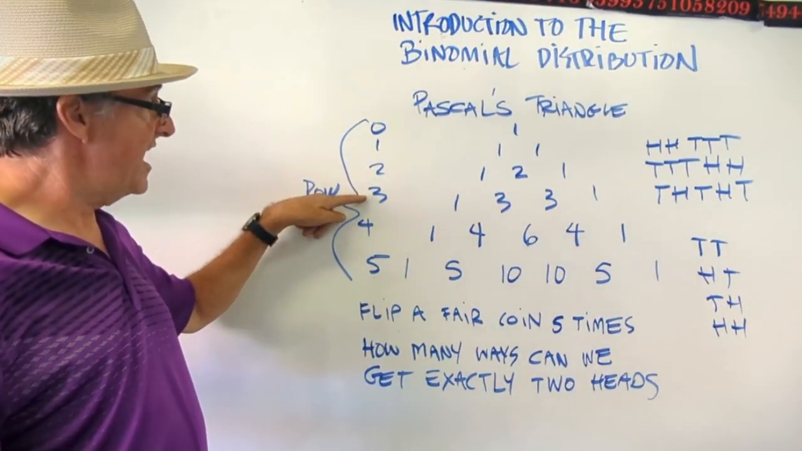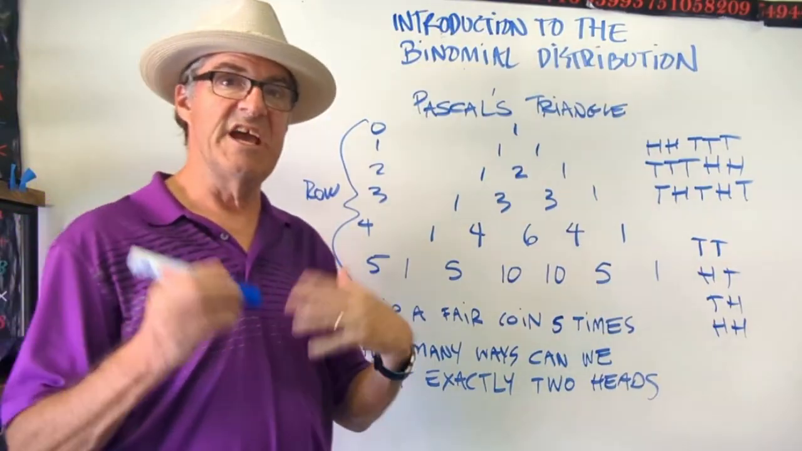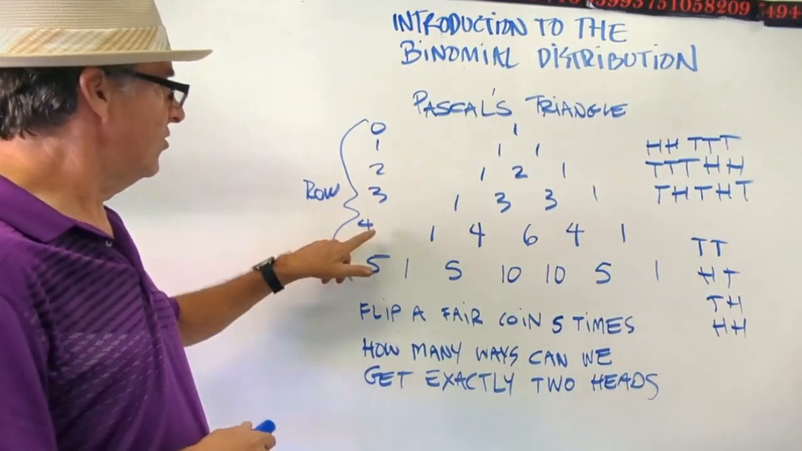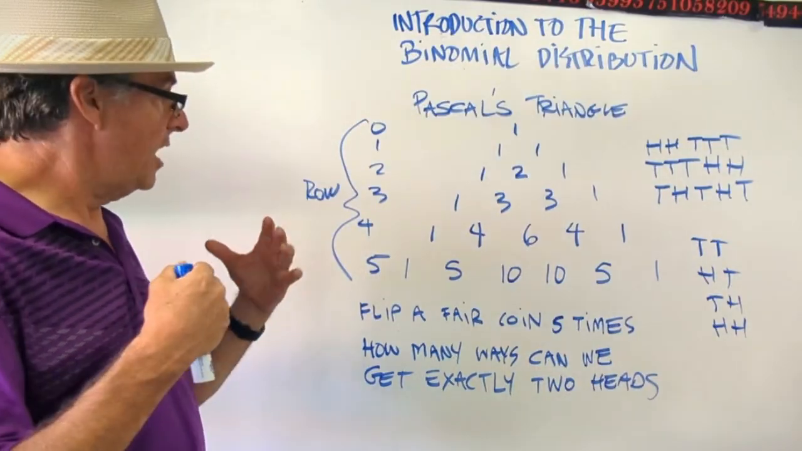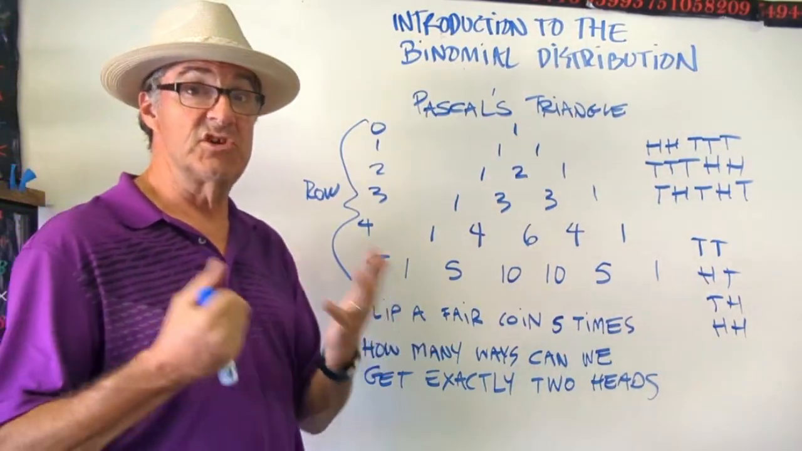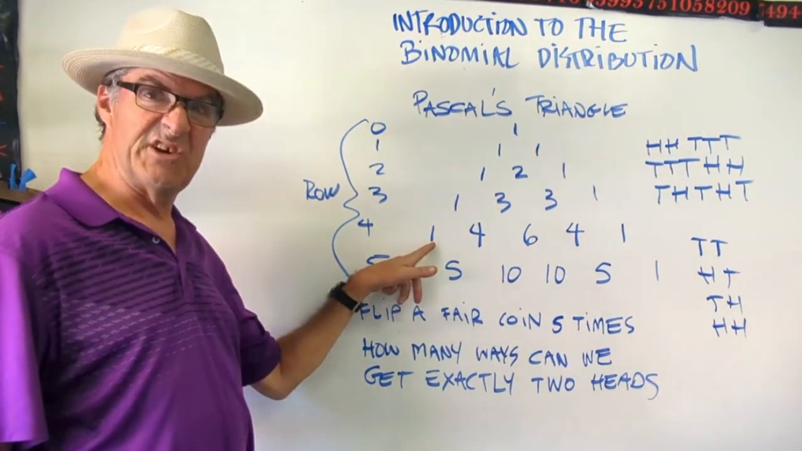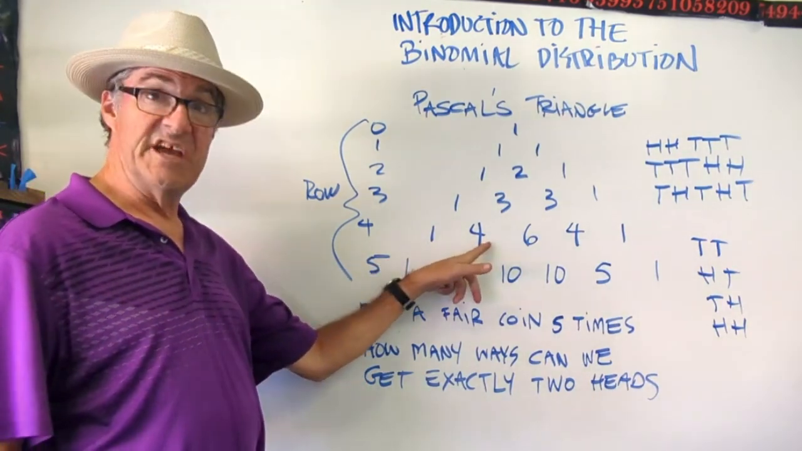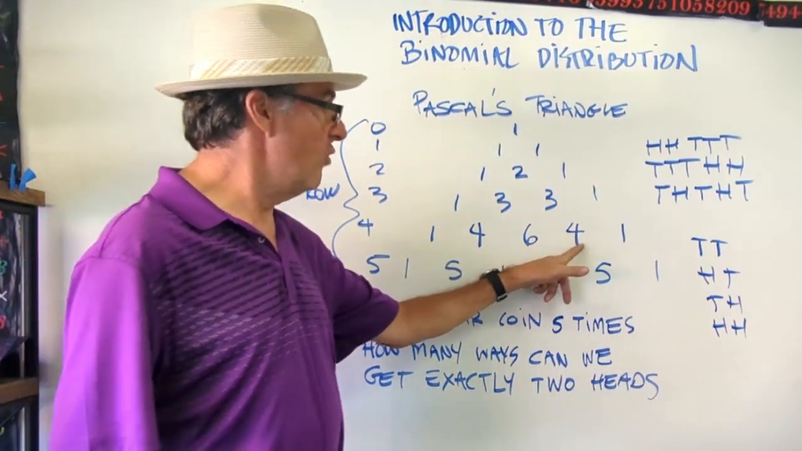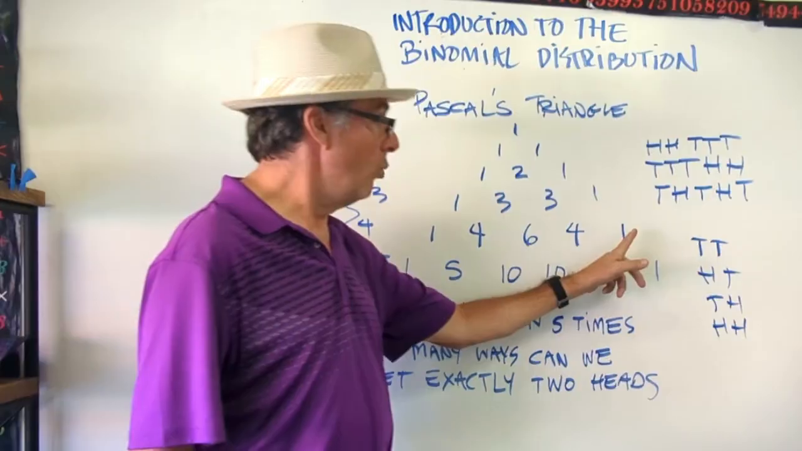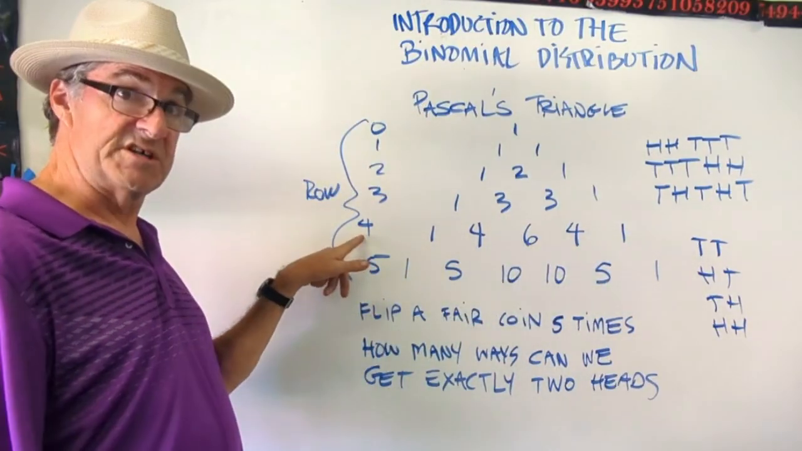So you can see as we go down the rows, it's going to tell us how many ways there are to get various combinations. For example, row 4 tells us how many ways we can get certain combinations of heads with 4 flips: 1 way to get 0 heads, 4 ways to get 1 head, 6 ways to get 2 heads, 4 ways to get 3 heads, and 1 way to get 4 heads. So this would be flipping a coin 4 times.